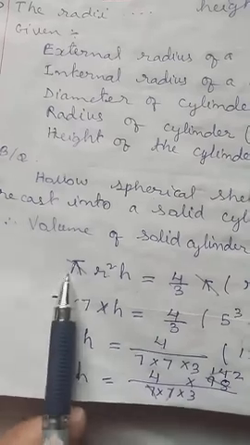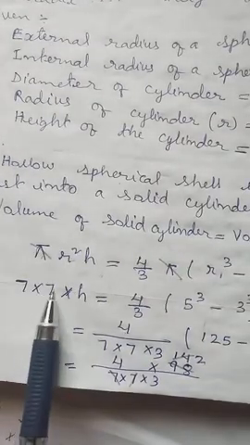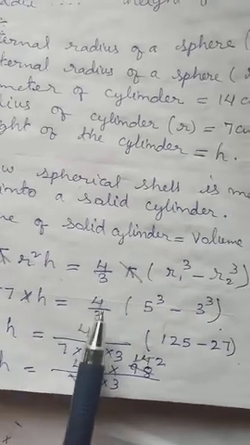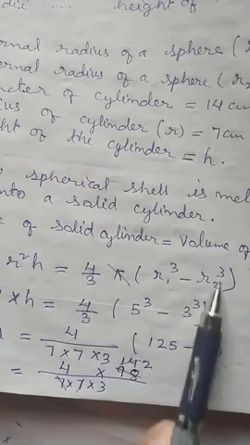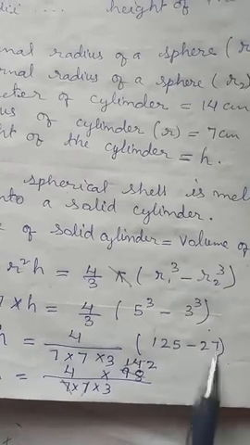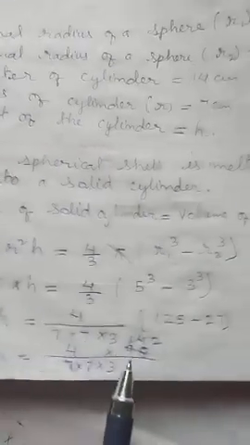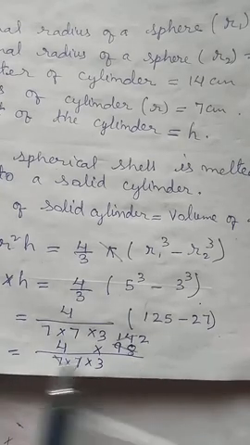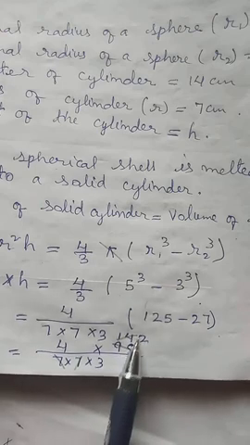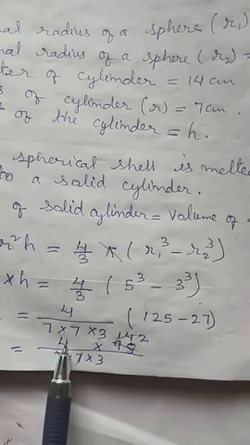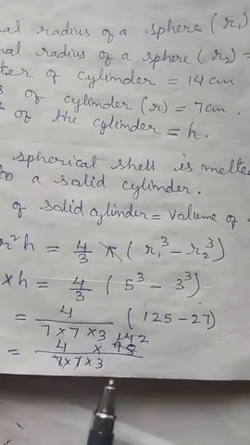So pi we can cancel. Then small r we know is 7, so square we can write 2 times. h we still have to find. Then 4 by 3, R we know 5, r we know 3. So we multiply them, we get this one. Now you can replace: 5 cubed minus 3 cubed, 125 minus 27, it will be equal to 98. Then now we can cancel, 98 divided by 7, we have 14. 7 divided by 14, we have 2. So 2 into 4 will be 8. So 8 divided by 3 will be equal to h.